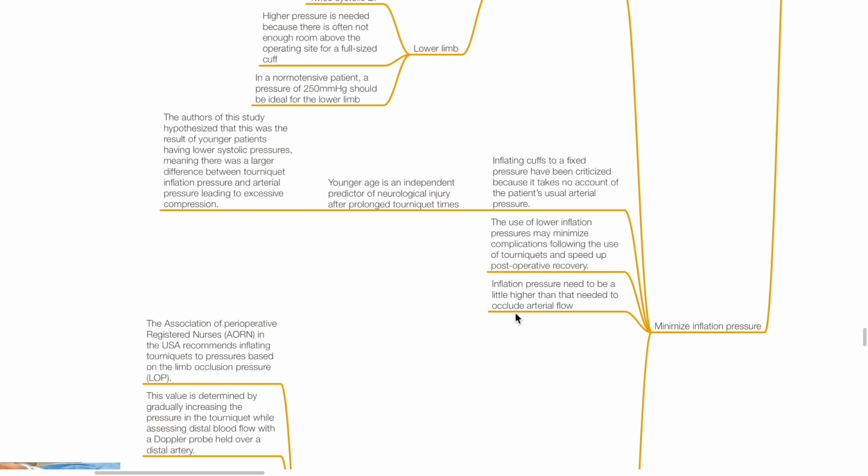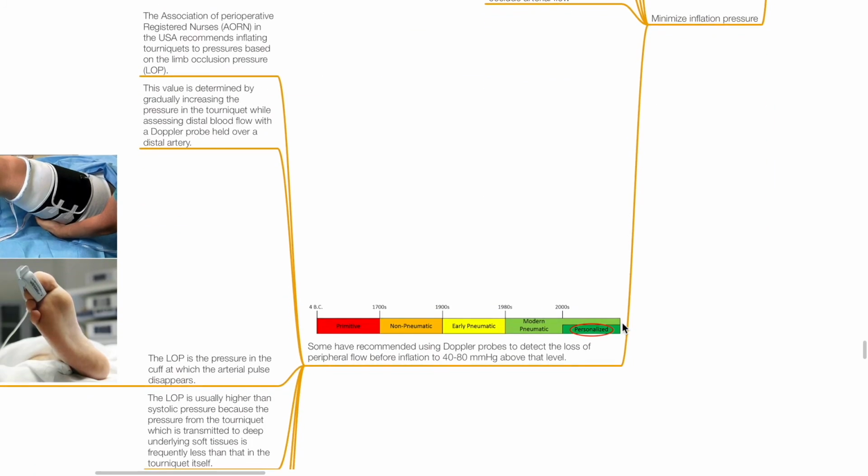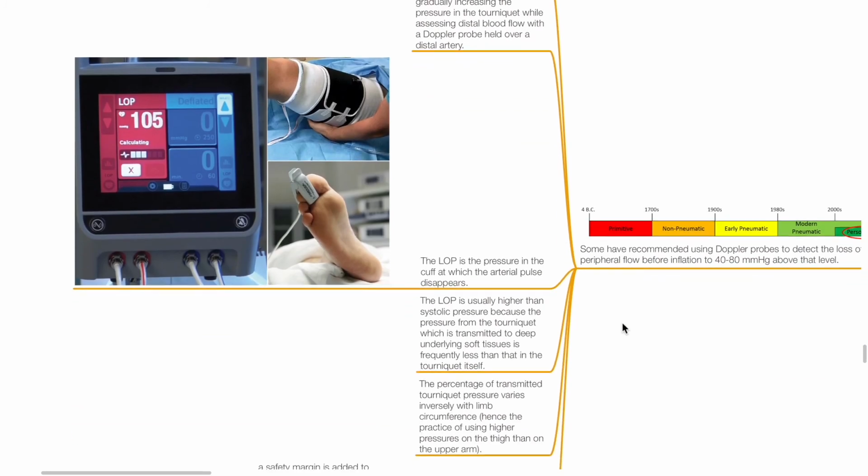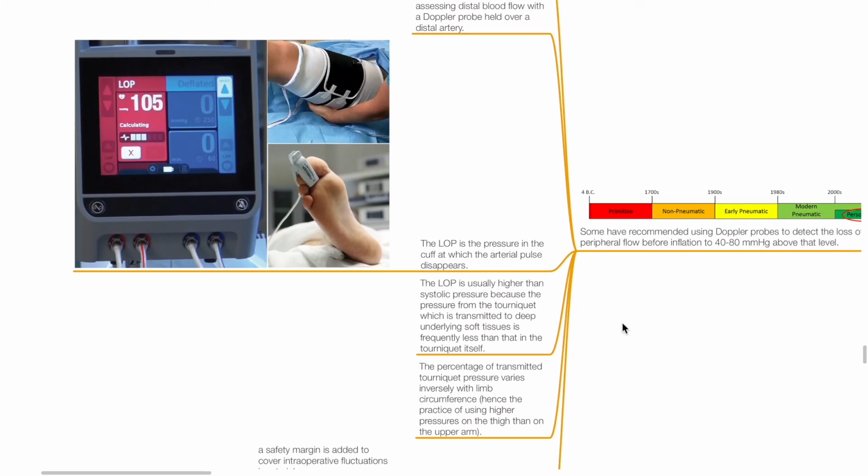Inflation pressure needs to be a little higher than that needed to occlude arterial flow. Thus, some have recommended using Doppler probes to detect the loss of peripheral flow before inflation to 40 to 80 mmHg above this level. The Association of Perioperative Registered Nurses in the USA recommends inflating tourniquets to pressures based on the limb occlusion pressure, LOP. This value is determined by gradually increasing the pressure in the tourniquet while assessing distal blood flow with a Doppler probe held over a distal artery. The LOP is the pressure in the cuff at which arterial pulse disappears.